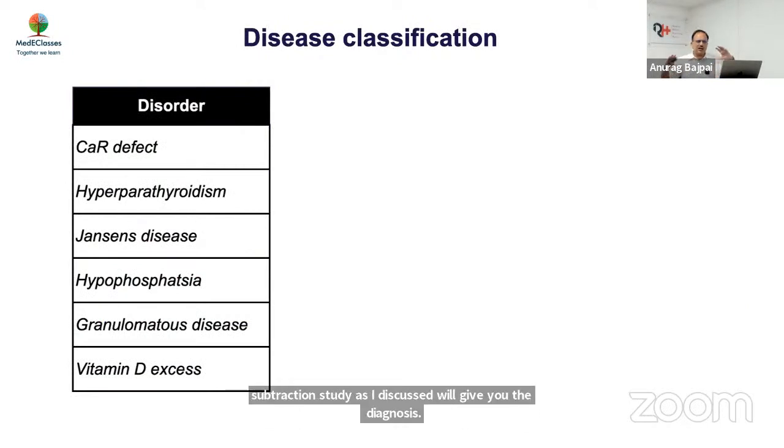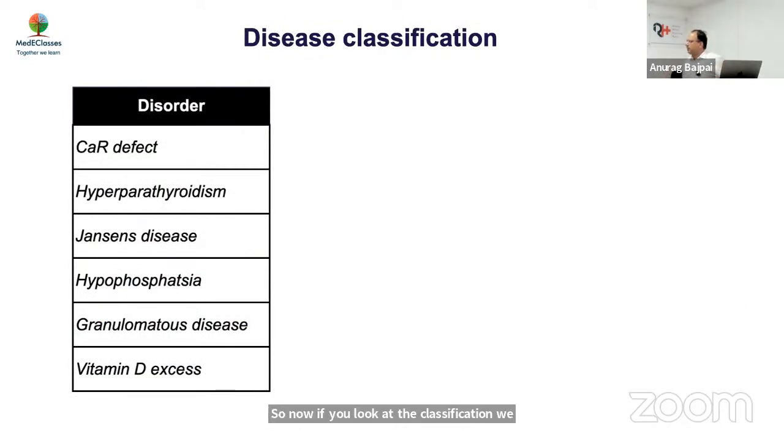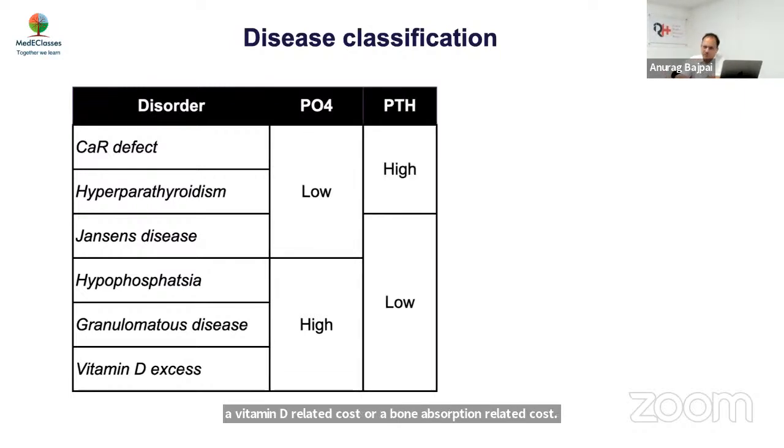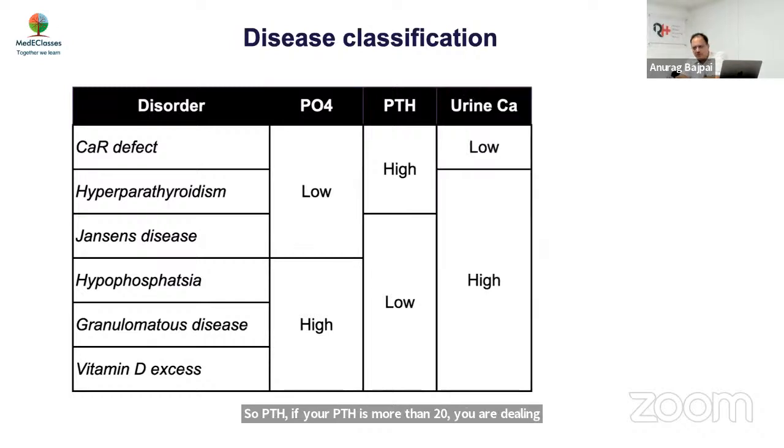So now if you look at the classification, we mainly look at hyperparathyroidism and calcium sensing receptor defect as common causes, as would be the granulomatous diseases and vitamin D excess. So as I discussed, if your PTH is high, you're dealing with a vitamin D related cause or a bone resorption related cause. If PTH is low, you're dealing with more of a parathyroid excess in that scenario. And the phosphorus level will give you a clue also in that regard. So if your PTH is more than 20, you are dealing with hyperparathyroidism.